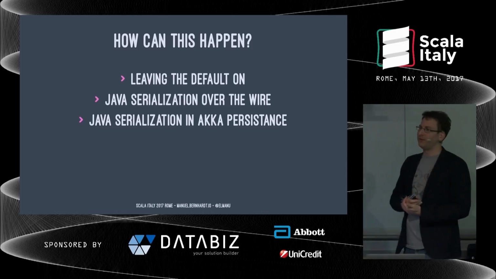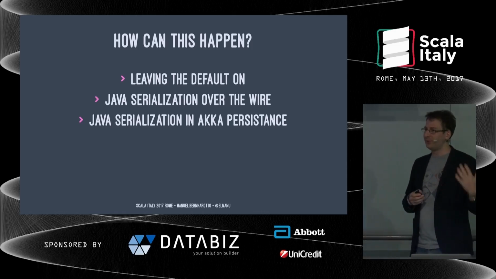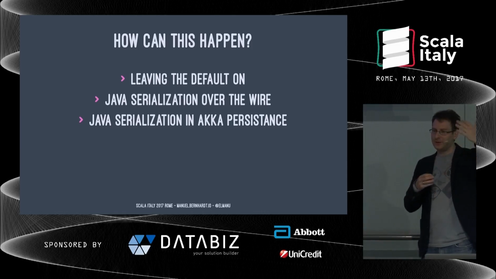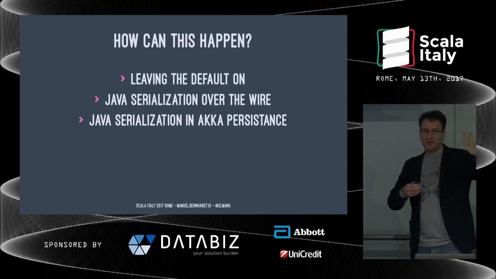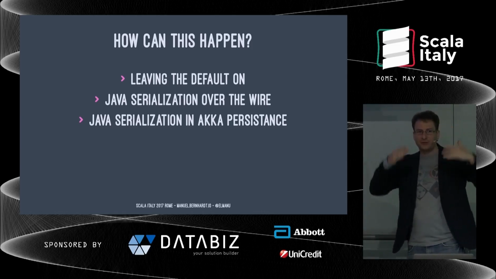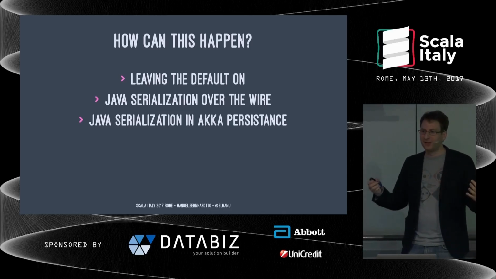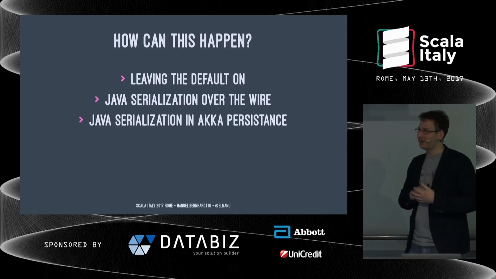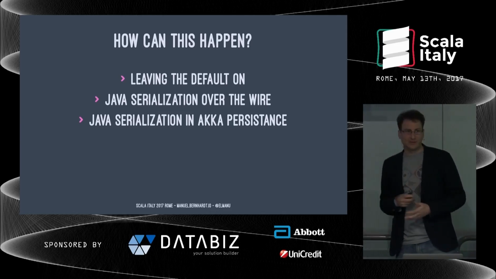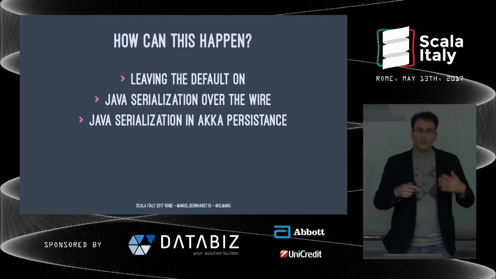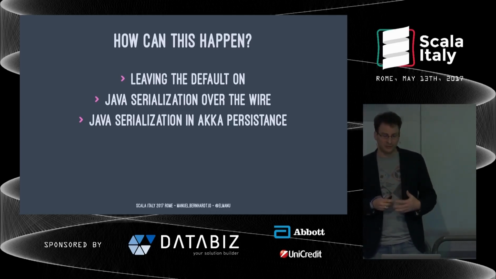It's happening in several places. One of the places is if you use Akka persistence. If you have a journal, the messages that are written to the journal are going to be serialized in binary format using Java serialization. And the other place is when you send things across the wire in a cluster. That's also Java serialization, or whatever serialization you've configured by default.